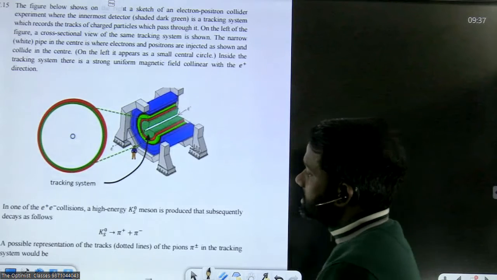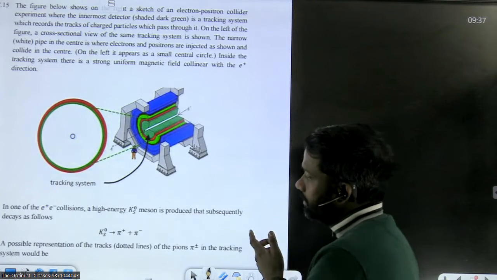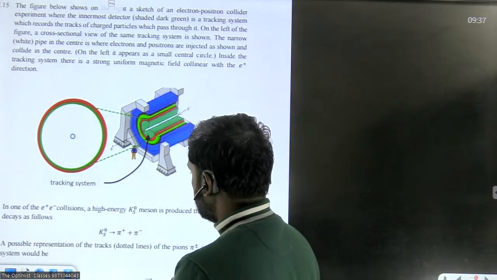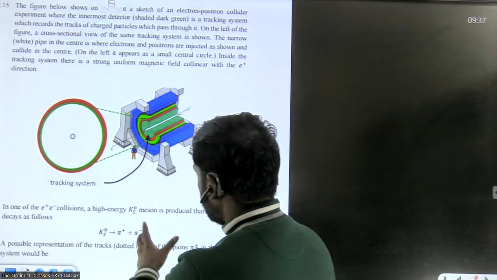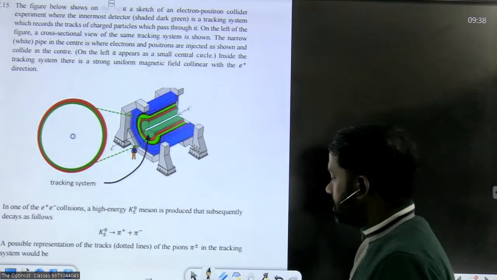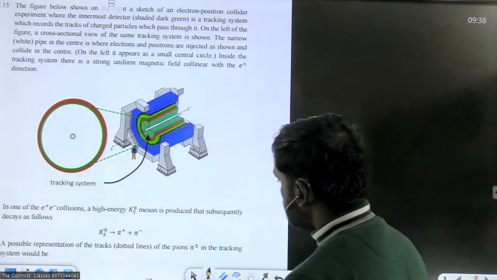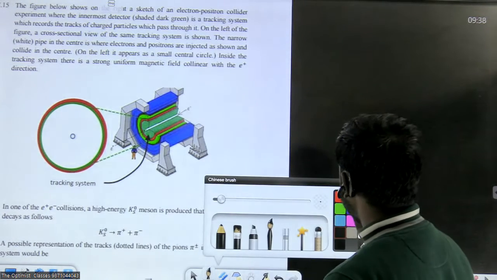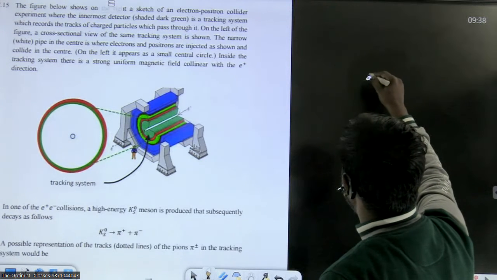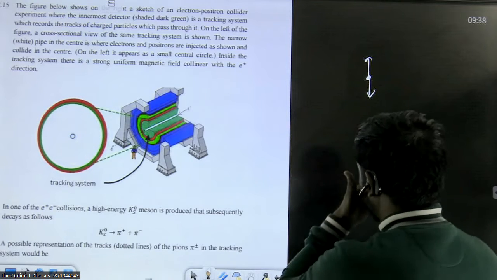Now see, this is the last question from part C. It says that because of electron and positron collision, some kaon is produced, and that decays into pions, pi plus and pi minus. Now these are two pions. To conserve momentum, if two particles are being emitted, they travel in opposite directions.